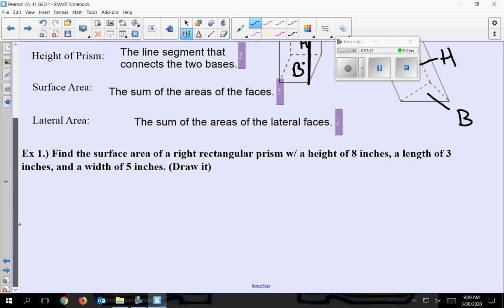We're going to go ahead down to this first example. Find the surface area of a right rectangular prism, so just a rectangular prism with a height of 8 inches, a length of 3 inches, and a width of 5. So it says to draw it. So I'm going to draw it using what it told me. I'm going to make it exactly like what it told me, by the way.